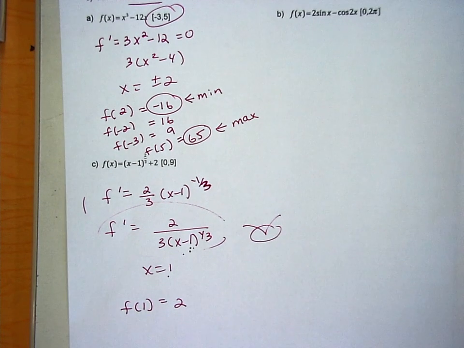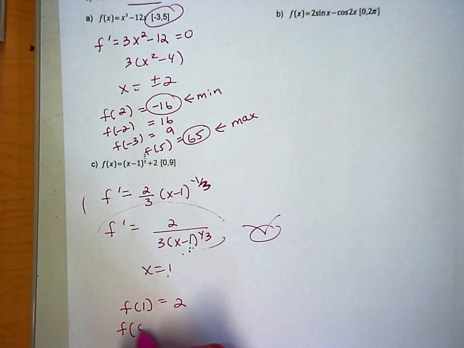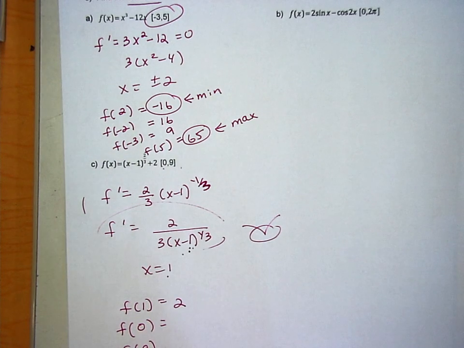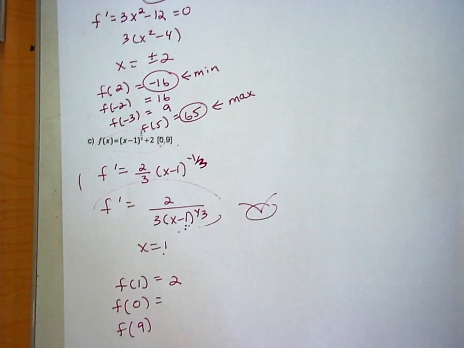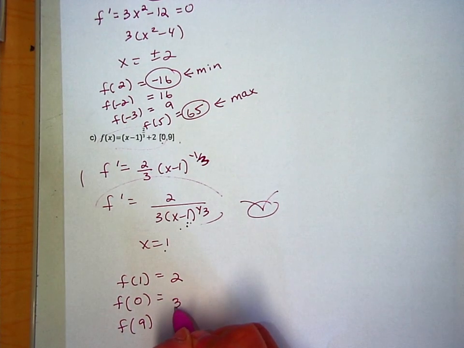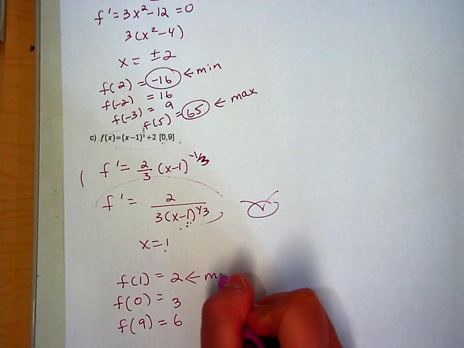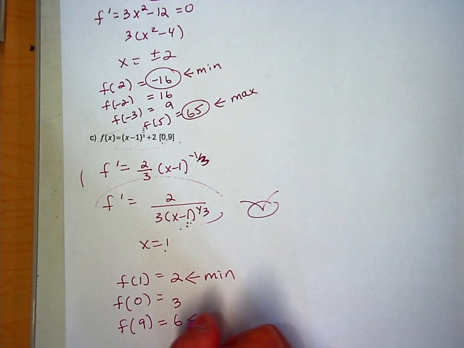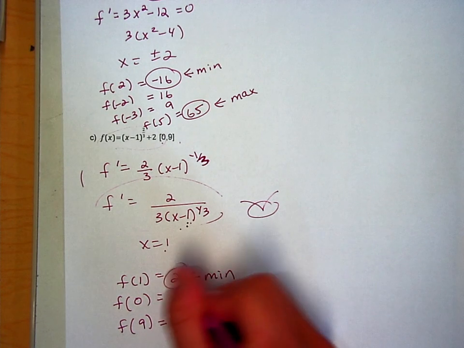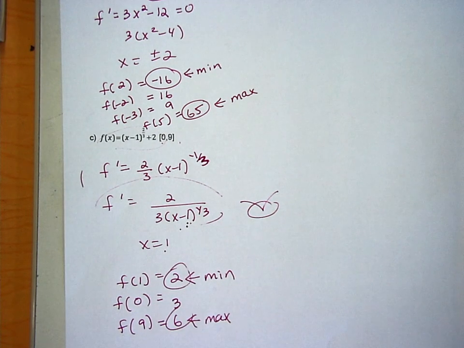The only other places where you can have absolute max or min is the endpoints. So I'm going to take these two endpoints, plug them back into the original. And if I plug them back in, I'm going to get a 3 here and a 6 here. This is my smallest, so I'm going to call that my min. This is my biggest, that's my max. Make sure you are referring to the y values.